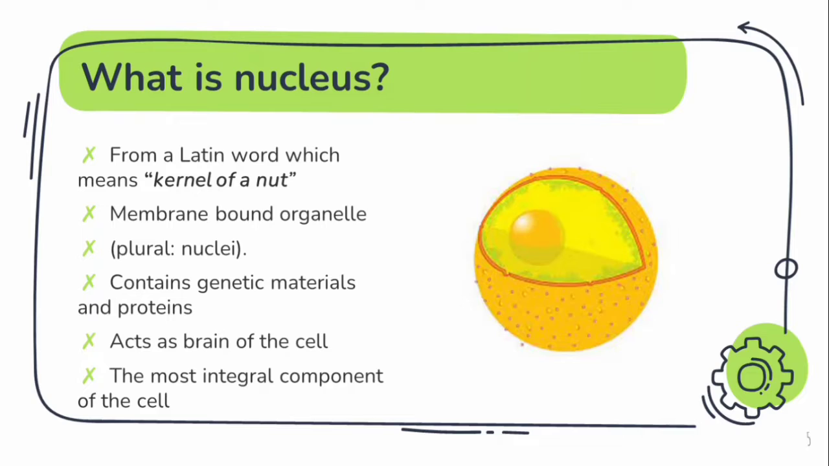It is a membrane-bound organelle. It has a membrane called the nuclear membrane that separates the content of the nucleus from that of the cytoplasm, and that will be discussed more later. The nucleus is the singular form and the nuclei is the plural form of the word nucleus. The nucleus contains the genetic materials and proteins. Chromatins, the chromosomes, and the genes are the genetic materials that contain the genetic information that will be passed down from the parents to its offspring.